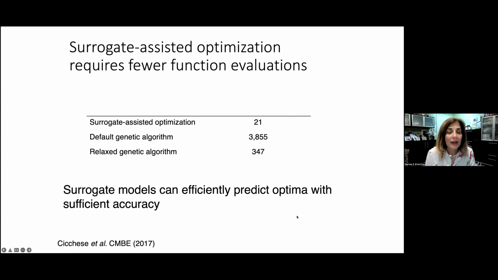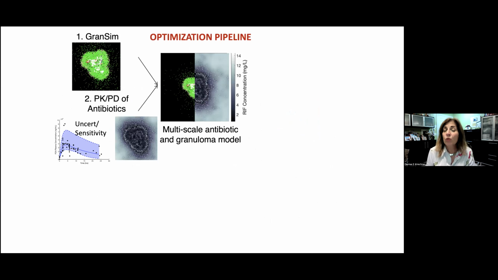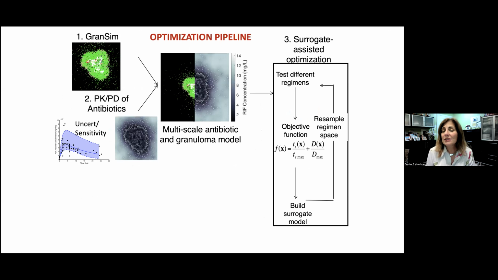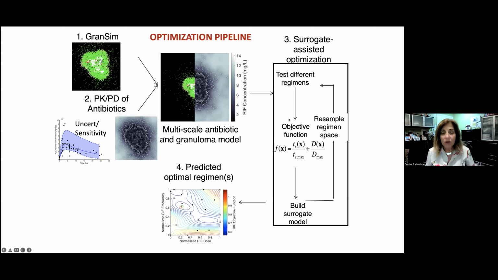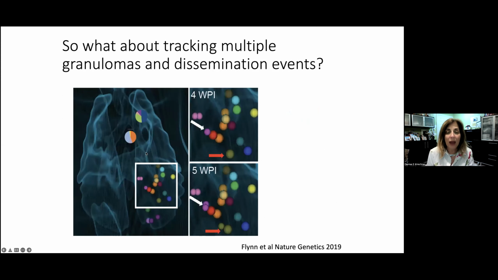Okay. So we have a pipeline now with GranSim where we run GranSim, we find the PK and PD of whatever antibiotics we're interested in. We run them through GranSim with different objective functions. Then we build these surrogate models that help us predict, then we do some virtual clinical trials, and then we actually test them in the monkeys. So this is kind of where we're at now.